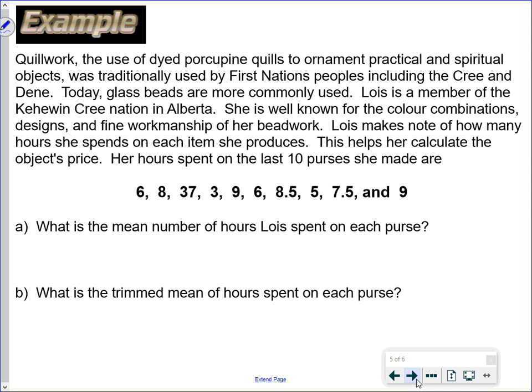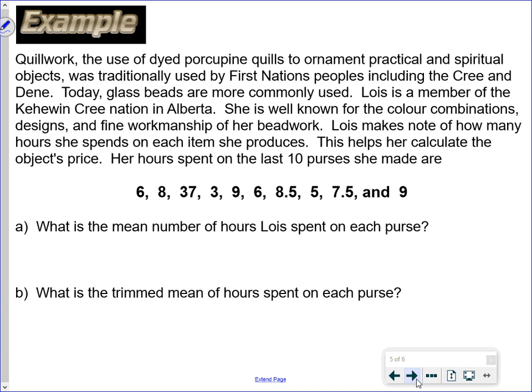Quill work is the use of dyed porcupine quills to ornament practical and spiritual objects. This was traditionally used by First Nations people, including the Cree and the Dene. Today, glass beads are more commonly used than dyed porcupine quills.